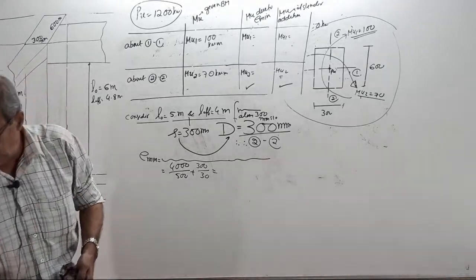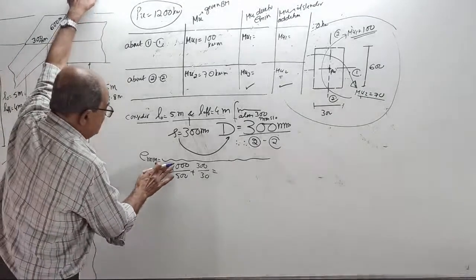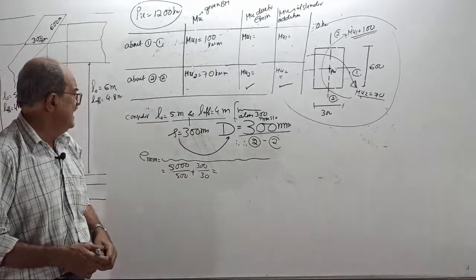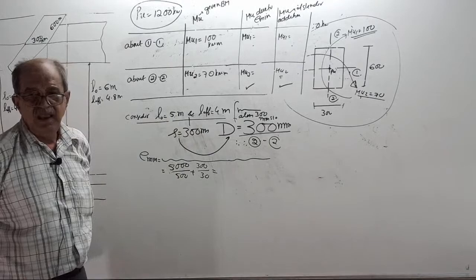L naught is 5,000. Sorry. 5,000 by 500. Okay, sorry. 5,000 by 500 plus 300 by 30. Is it exact 20?